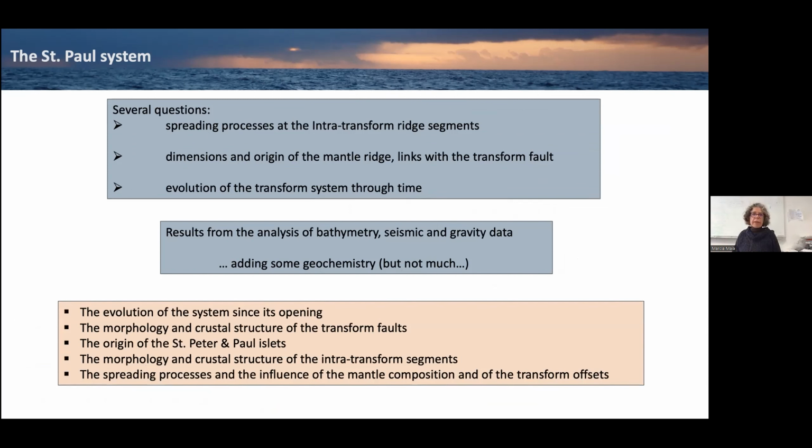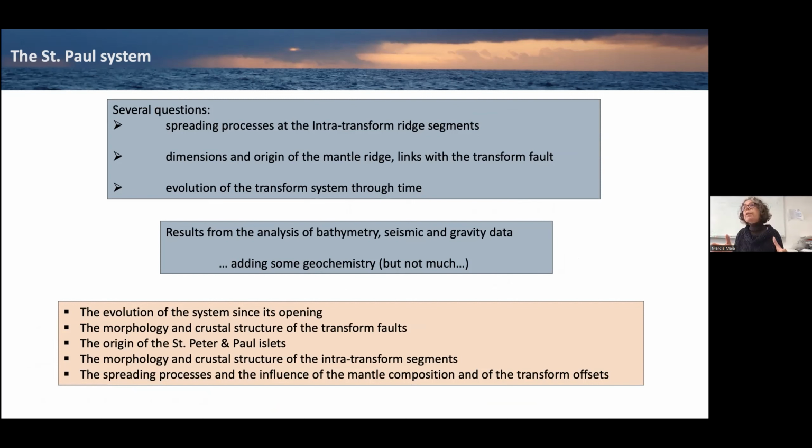So we have several questions that we are going to deal with in this talk. First, which are the spreading processes inside the inter-transform ridge segments? Which are the dimensions of these mantle ridges and the connection with the transform faults, and also what is the evolution of the transform system through time?